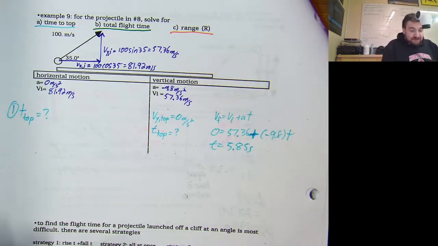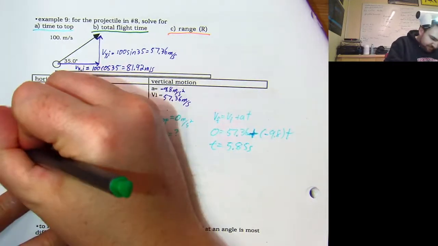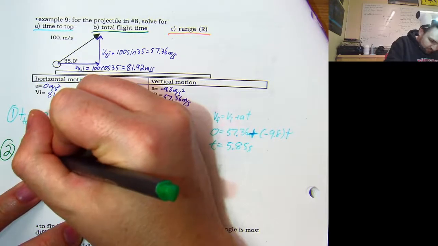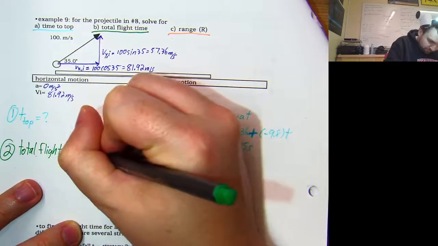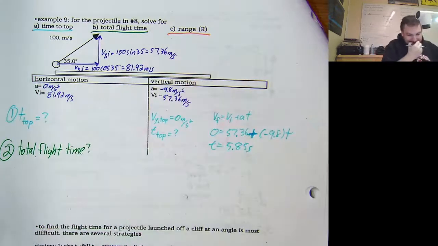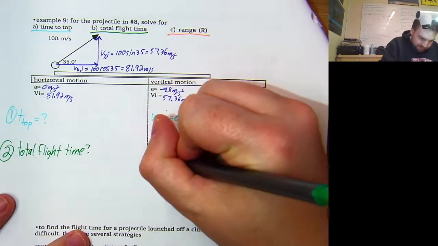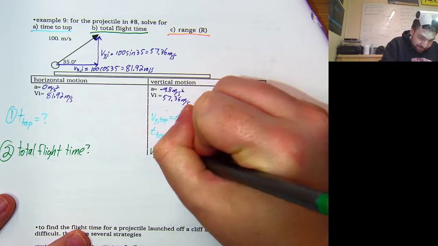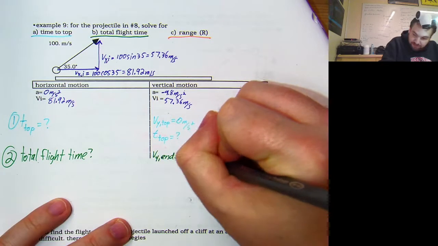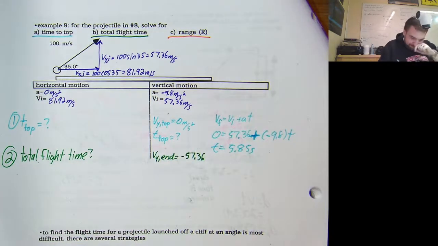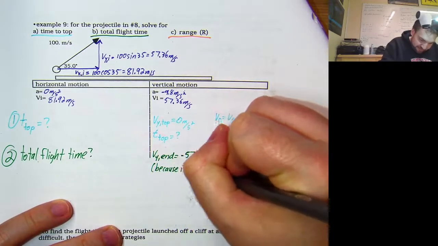Now we do that because this thing's level. We're going to do total flight time. Now I could set this up two ways. Because this thing's level, we know that Vy at the end, because this is level, is going to equal negative 57.36. Maybe I'll make a note here, because it's level.